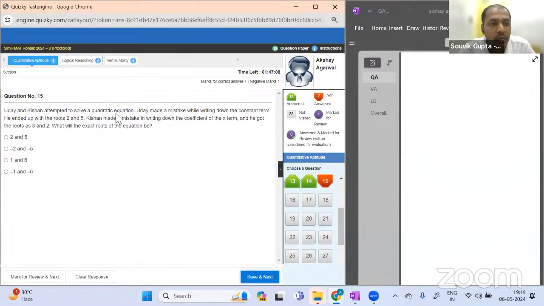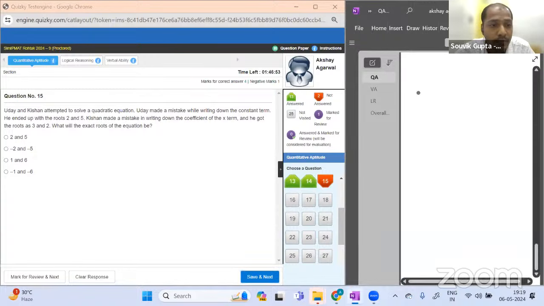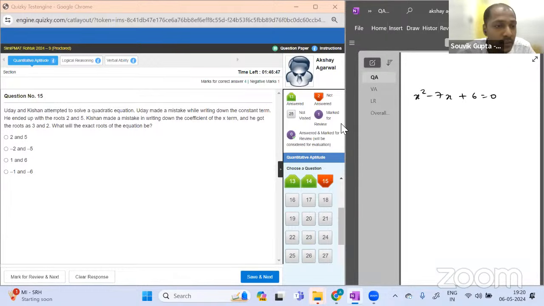Uday and Kishan attempted to solve a quadratic equation. Uday made a mistake by writing down the constant. He ended up with the roots 2 and 5. The sum of roots is 7, and the product is 6, so the constant term is 6. X square minus 7x plus 6 equal to 0. Therefore, the roots are 6 and 1. Product is 6 and sum is 7.